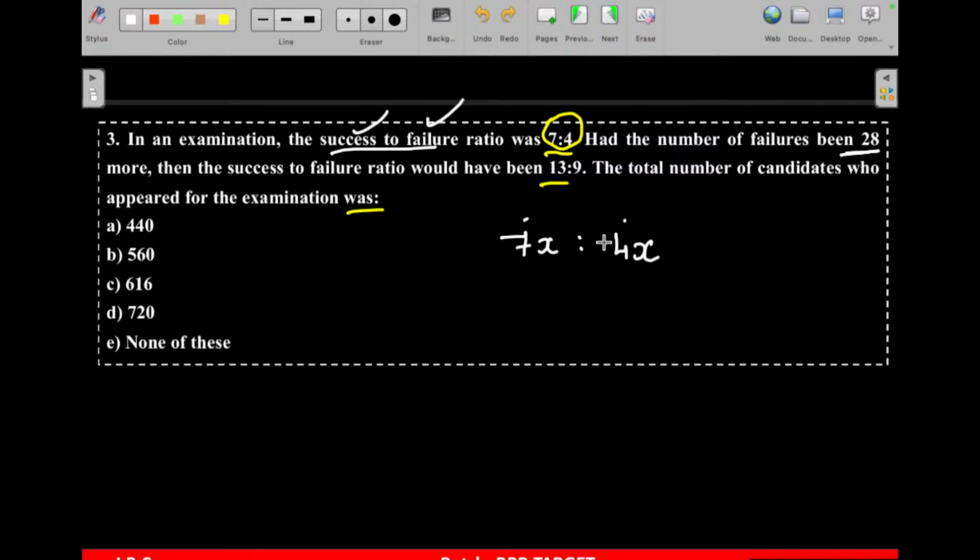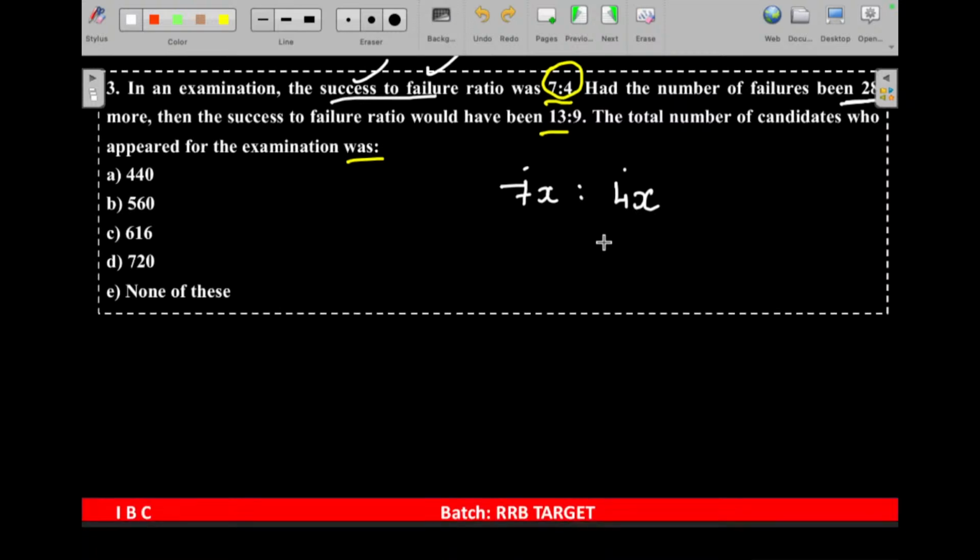See here, very important one, logic also you have to apply. I will explain the logic. Most of the students will do wrong here, be careful. I have 7x students selected, 4x students not selected. Initially selected means success only, 7x. Initially 4x members not selected means failure students. Now 28 members failure extra, which means definitely these 28 members will reduce here.